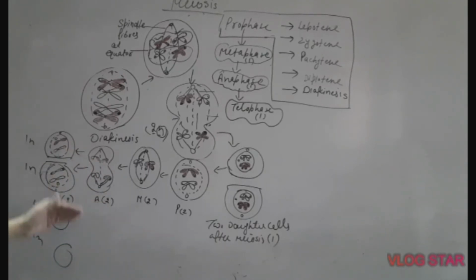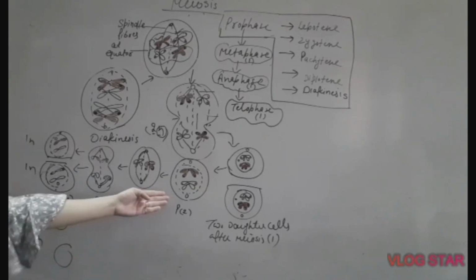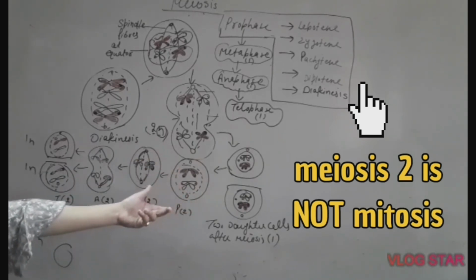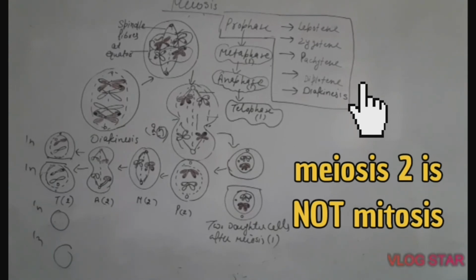Now, as I said earlier that meiosis 2 is equal to mitosis, but this is not mitosis. Why so? Because it takes place in haploid cells. The cells which undergo meiosis 2 are already haploid, but mitosis takes place in diploid cells. That is one difference why meiosis 2 cannot be called mitosis. The biggest difference is meiosis 2 takes place in haploid cells.